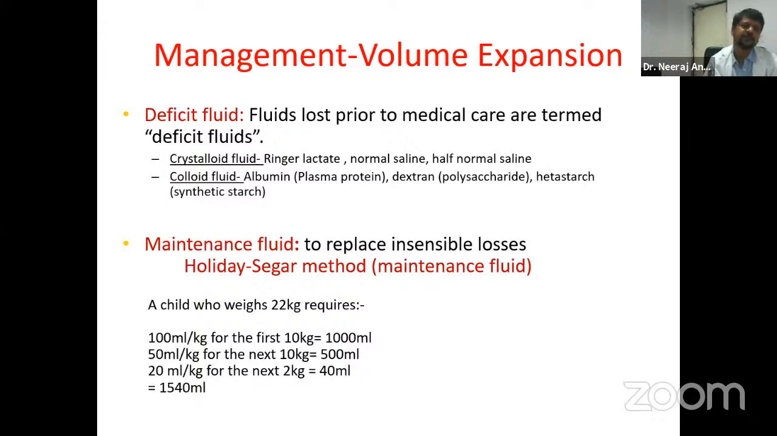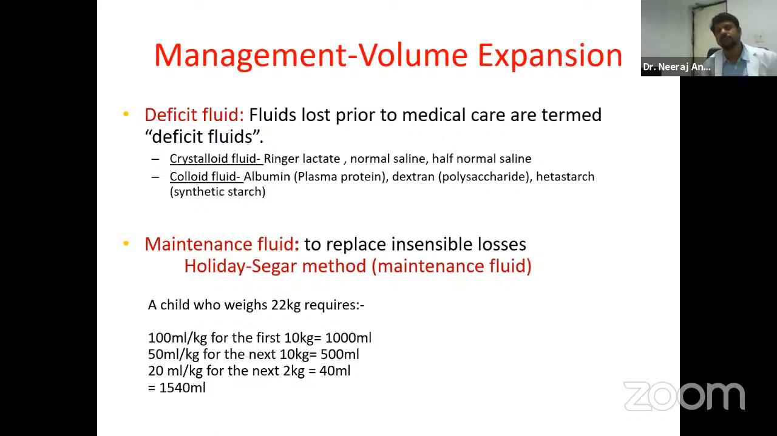So to calculate maintenance fluid, for the initial 10 kilograms of weight, we give 100 ml per kg of fluid. For the next 10 to 20 kg of weight, we give 50 ml per kg of fluid. And for weight above 20 kg, for every kg of weight, we give 20 ml per kg of fluid.